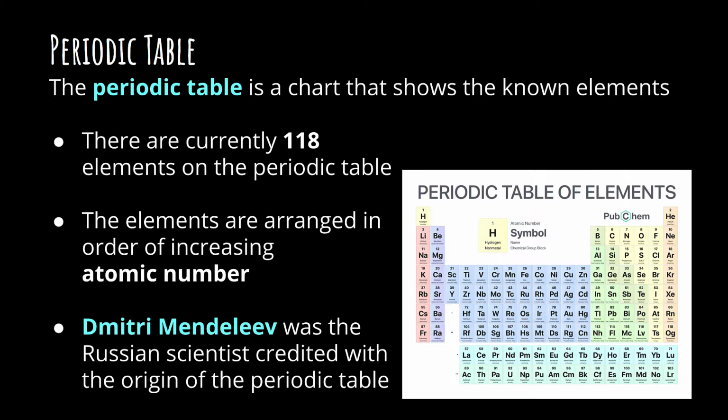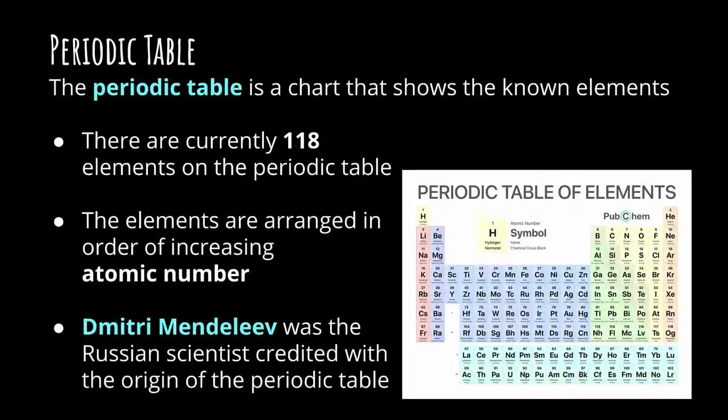So we know that the periodic table is a chart that shows us all of the known elements. Currently, there are 118 elements that are listed on the periodic table. Most of them can be found in nature, but a lot of them have been created in labs. The elements are arranged in order of their increasing atomic number.